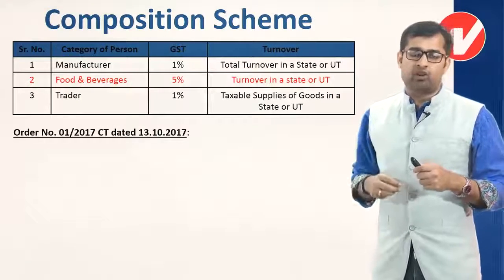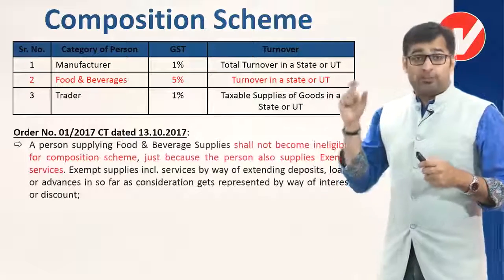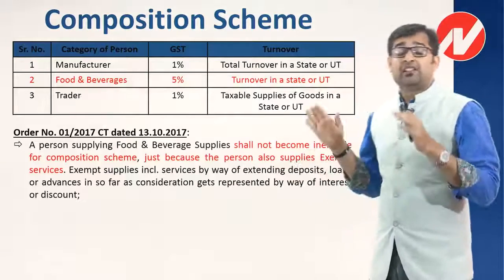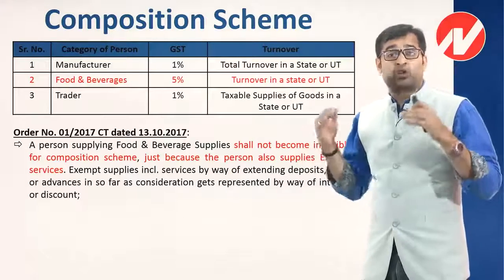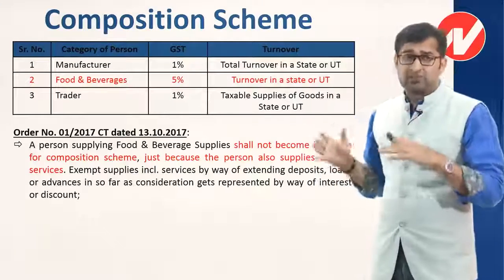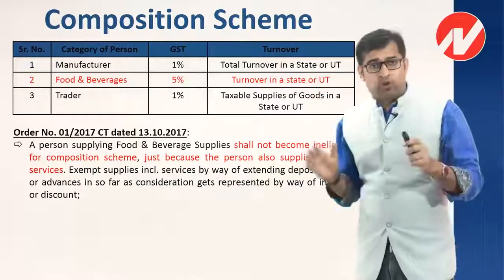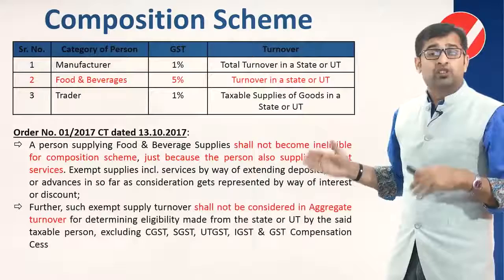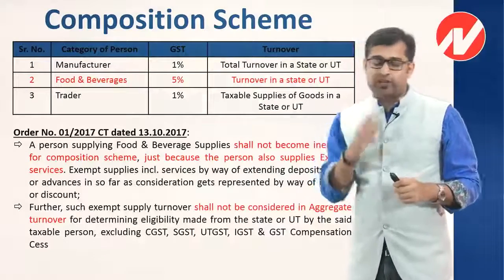What are the points given in the order? So the order very clearly says that composition dealers who are providing food and beverage supplies will not become ineligible just because they are providing some sort of exempt supplies. Meaning thereby कि जो exempt supplies है, उसके कारण कभी भी वो इनएलिजिबल नहीं होंगे. और मोर इंपॉर्टेंट, उनके एग्रीगेट टर्नओवर या उनके टर्नओवर की डेफिनेशन में से जो एग्जाम सप्लाईज है, उन्हें एक्सक्लूड भी कर दिया गया है. Let us try and talk about both the aspects.